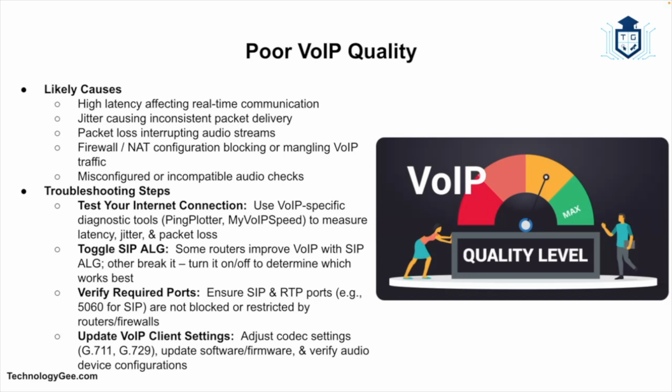Well, you want to test your connection. So use VoIP specific testing tools like PingPlotter or My VoIP Speed. You want to enable SIP ALG or disable it, because some routers help VoIP with SIP ALG while others make it worse. So try toggling it. You want to check your ports. Ensure your router or firewall isn't blocking necessary VoIP ports like 5060 for SIP. And you want to update your VoIP client settings.